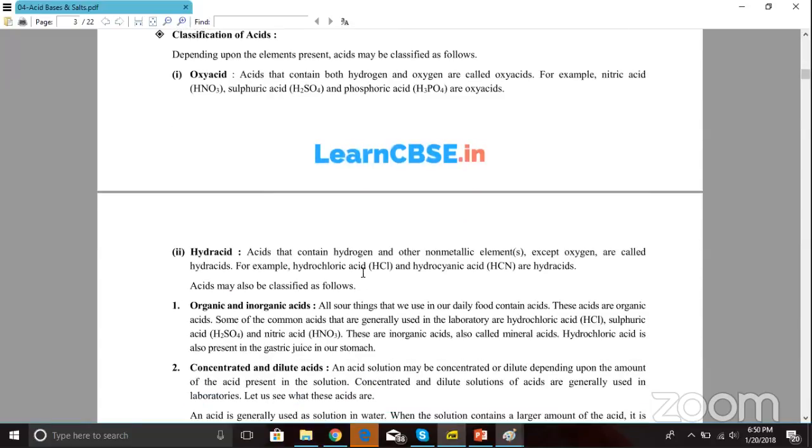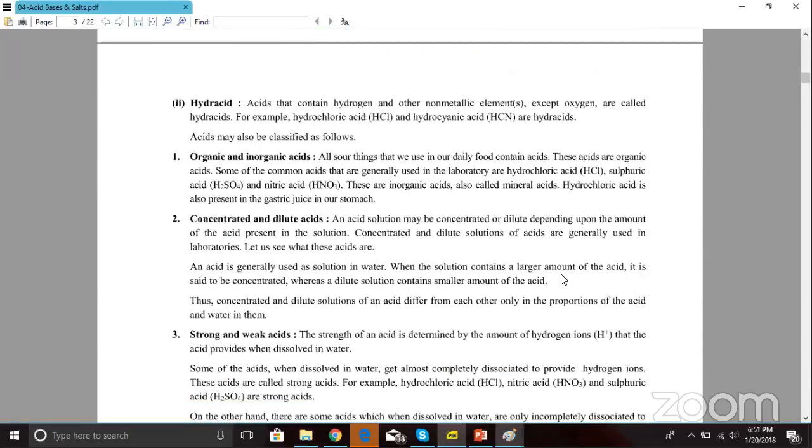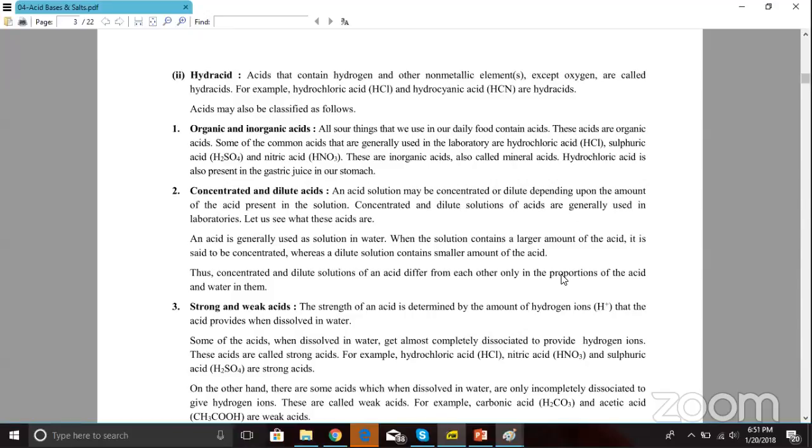Hydracids basically have to contain hydrogen. Along with the hydrogen, they contain other non-metallic elements except oxygen, for example fluorine, chlorine, or some other non-metals. That we call hydracids. Again, acids are classified as organic and inorganic acids. Organic acids are those derived from nature that we use in our day-to-day life, such as citric acid and so on. So those are the organic acids.